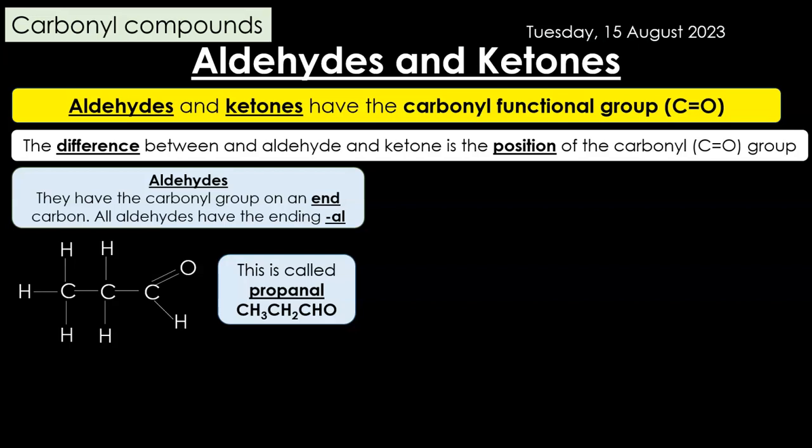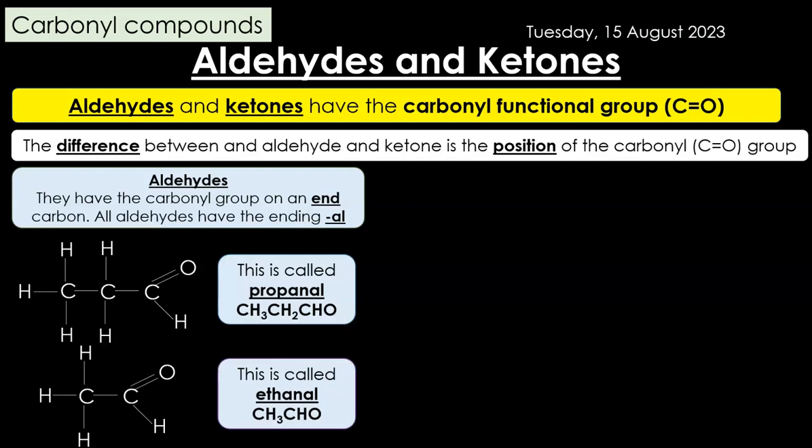Here is an example. This is the aldehyde propanal. As you can see, 3 carbons, the CH3, CH2, CHO. We write the group as CHO rather than COH, which would misleadingly look like an alcohol. Here is, of course, a 2-carbon aldehyde, and this is ethanal. Notice the carbonyl carbon is carbon number 1, always the end one.